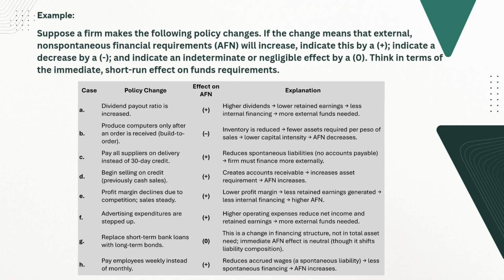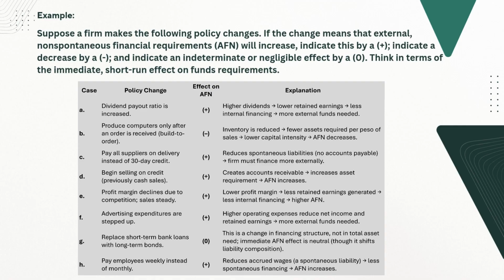So case A, if the dividend payout ratio is increased, the effect is positive or plus. When a firm raises its dividend payout, it gives more profit to shareholders and keeps less for reinvestment. That means lower retained earnings, less internal financing, so the EFN increases.